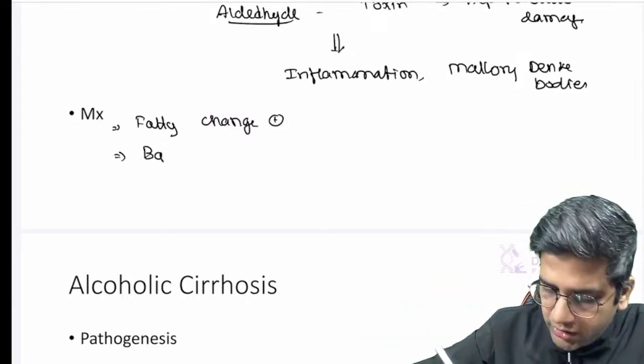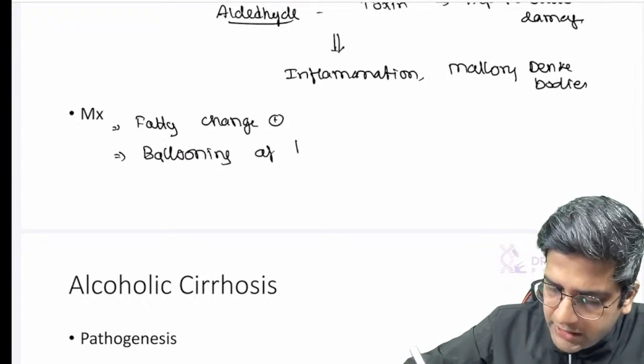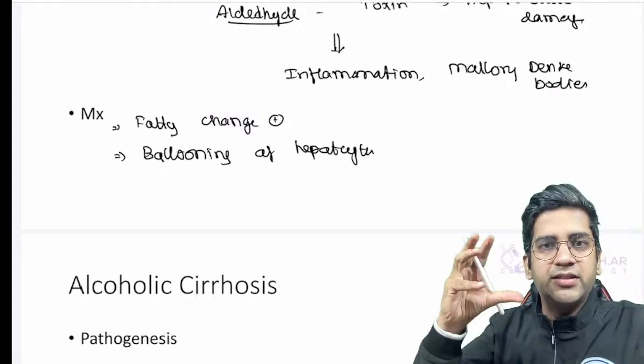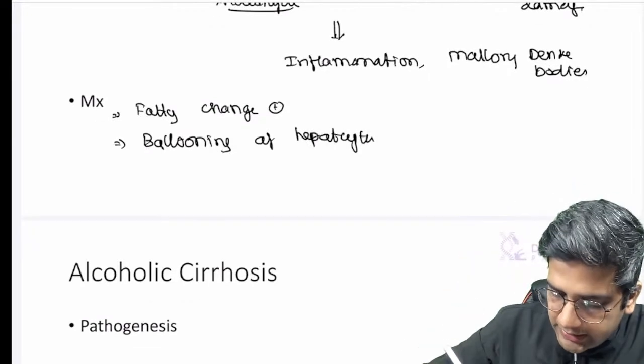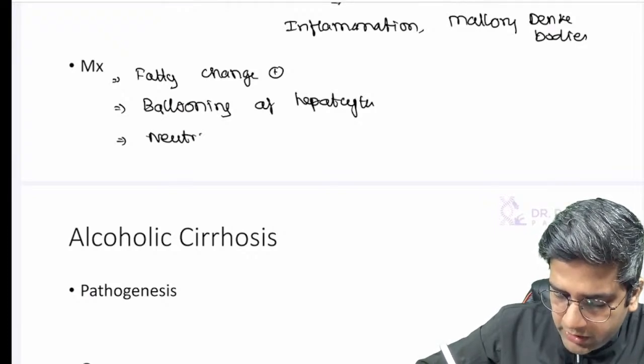Instead of swelling, we use the term ballooning of hepatocytes. By default, it'll have balloon. It'll become bigger, which is nothing but a slight damage to the hepatocytes. The water entering inside, the cell is becoming bigger. That's all, right? Third, and one of the important findings is neutrophils accumulation, right?